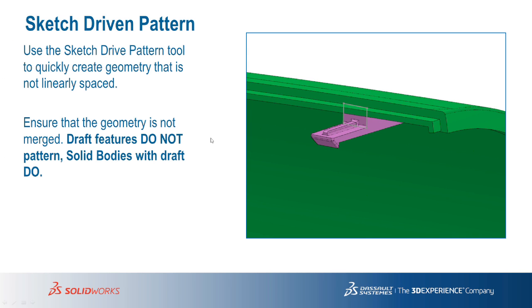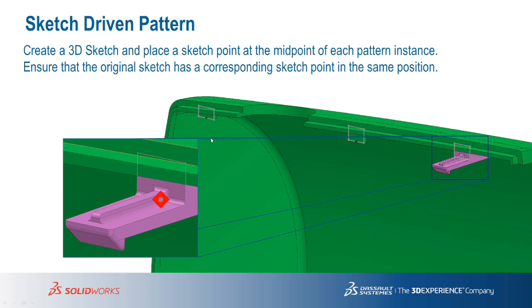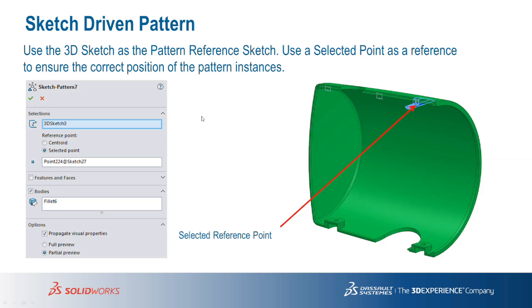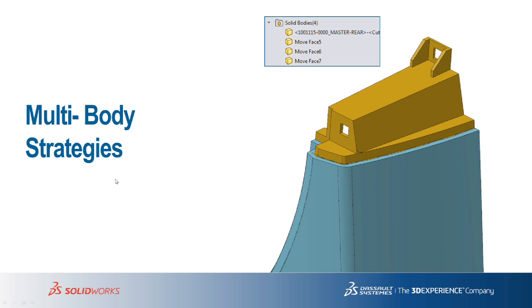So sketch-driven pattern, really awesome wherever you have geometry that's not in a row, but you want to create a bunch of instances of it. Just remember that sketch point in the initial instance lines up in the same position of the new instances, and turn off that centroid, turn on selected point, and you'll be good to go for patterning your body and then putting it back together with the combine feature.